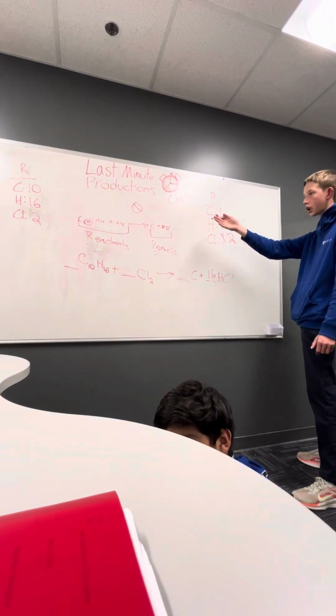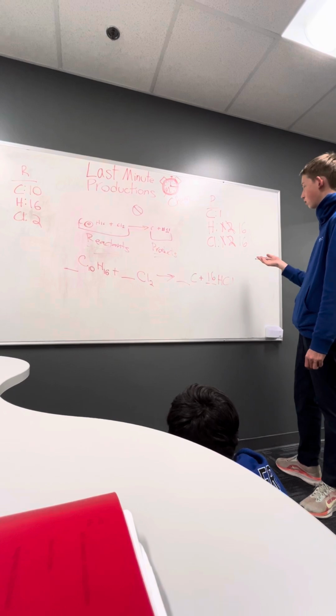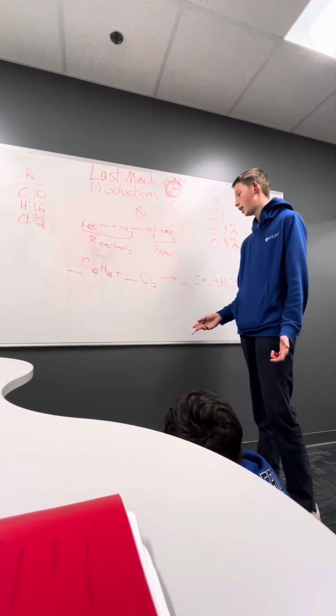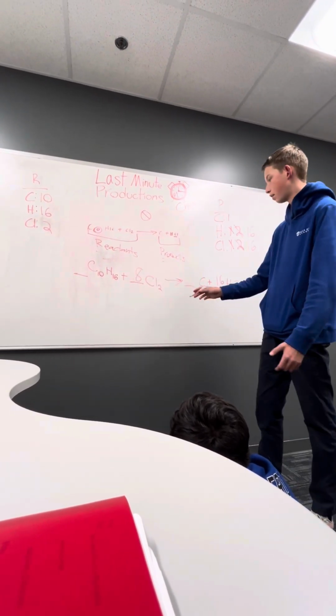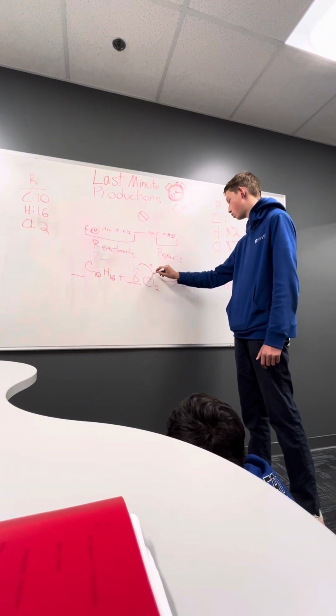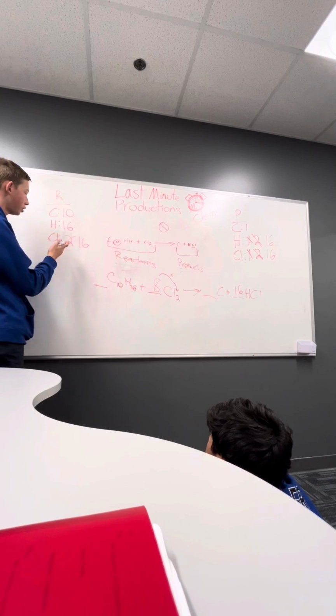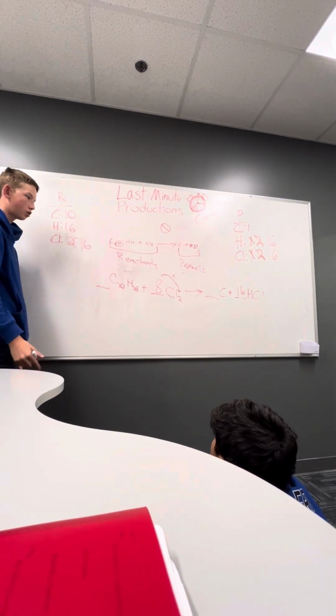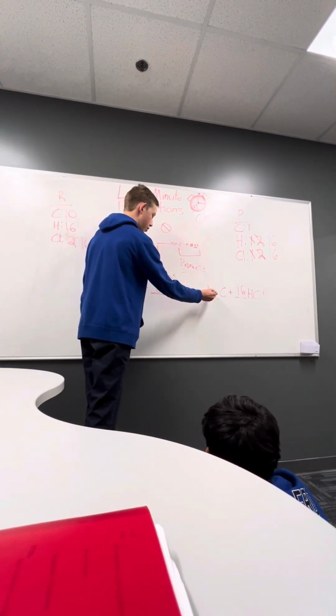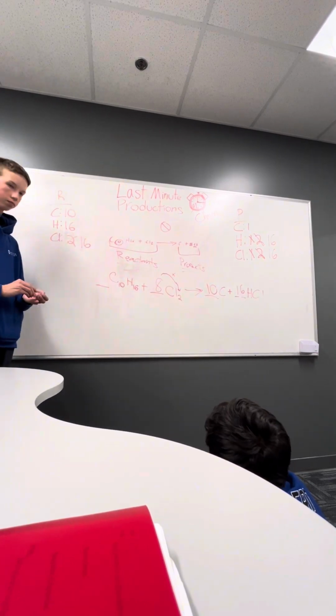Now it matches our hydrogen on this side, and our hydrogen matches on this side, but now our chlorine doesn't match. But 16 divided by 2 is equal to 8, and we have 2 chlorine over here, so we put 8 here, then we have 8 times our 2. So now we have 16 chlorine on this side. So now our chlorine and hydrogen match, but our carbons don't match. So 1 times 10 is 10, so if we put 10 here, then it matches. And that's how you do this problem.